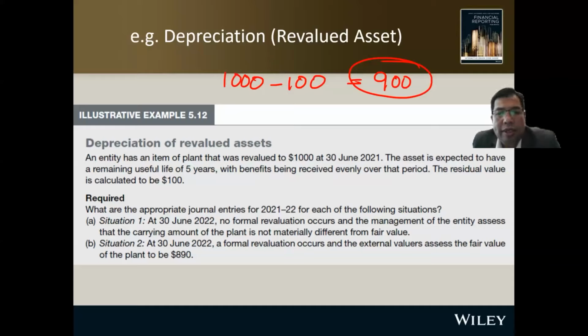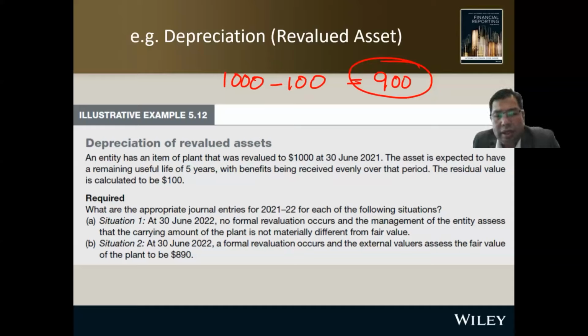What are the appropriate journal entries for year 2021-2022 for each of the following situations? Situation number 1, at 30th June 2022, no formal revaluation occurs and the management of the entity assesses that the carrying amount of the plant is not materially different from the fair value. So the value is still 900. So what happened to the journal entry depreciations?